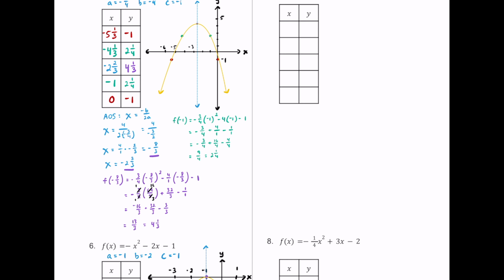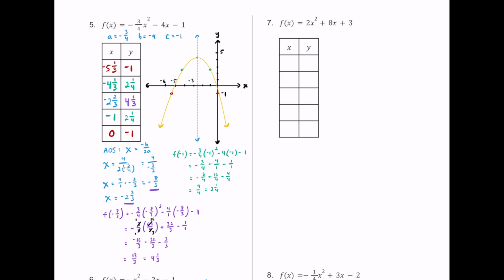Let's check out number 7. For number 7, we have this f of x is equal to 2x squared plus 8x plus 3. And so let's give this one a go. A here is going to equal 2, B is going to equal 8, and then C is going to equal 3. All right, let's start with the AOS.